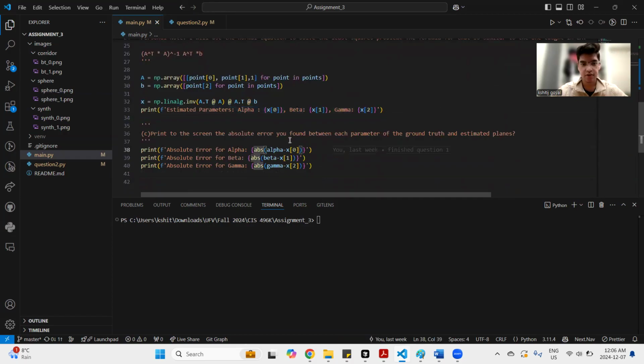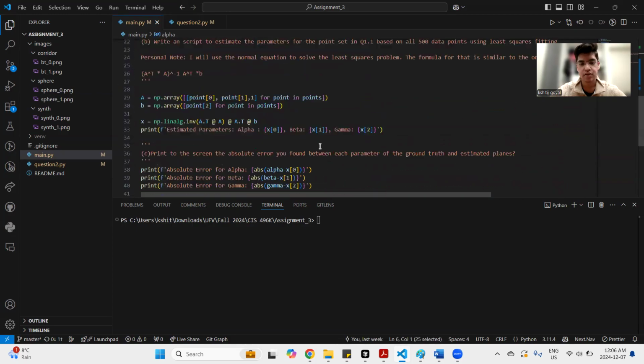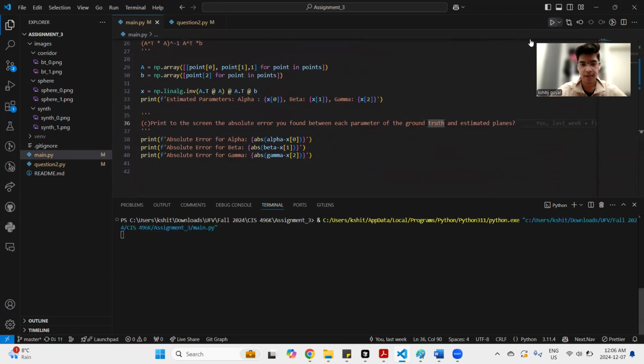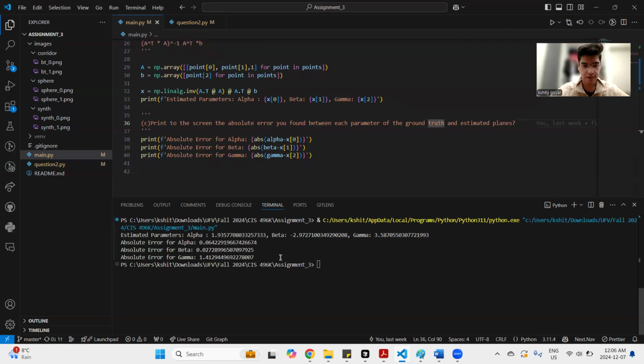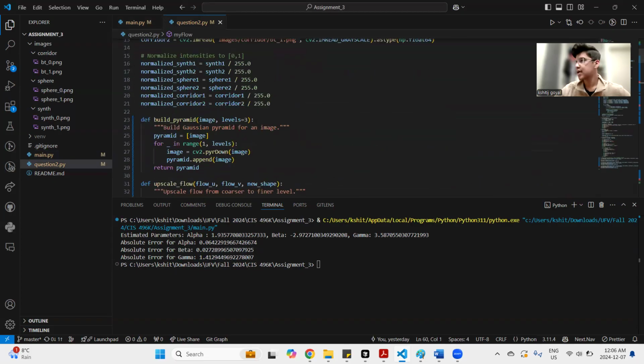And the last part is to print to the screen the absolute error you found between each parameter of the ground truth and the estimated plane. So I just take what I set up here minus the values that I got after running the formula. If I run this code, there we go. So the absolute error for alpha was this, for beta it was this, and for gamma it was this.